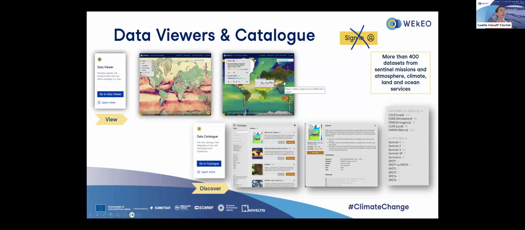Okay, and then concerning this slide, WEkEO gives you access to over 400 data sets from Sentinel missions and the Copernicus atmosphere, climate, land, and ocean services. And to help you explore this data, two tools are available. So the Expert Data Viewer, which provides a detailed interface for dataset visualization, and the new Light Data Viewer designed for faster and simpler visualizations. So we'll explore the Expert Data Viewer during our second day of this webinar.